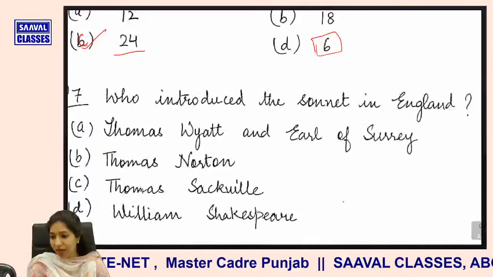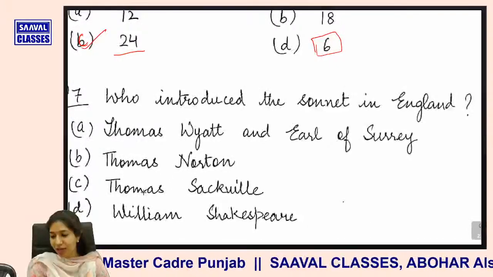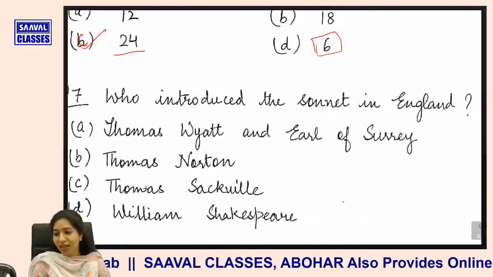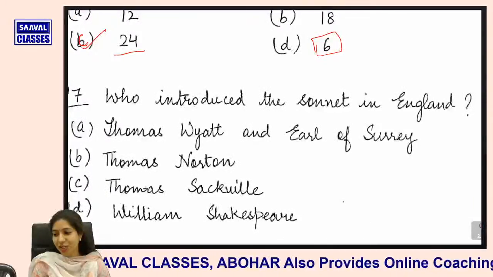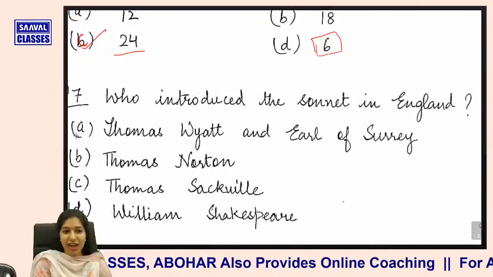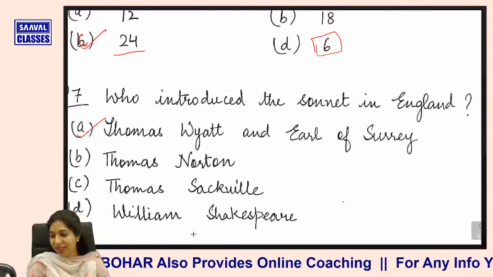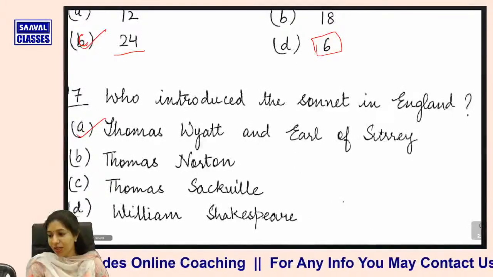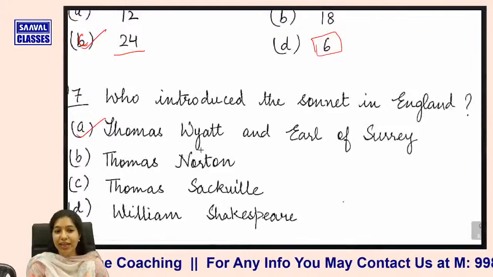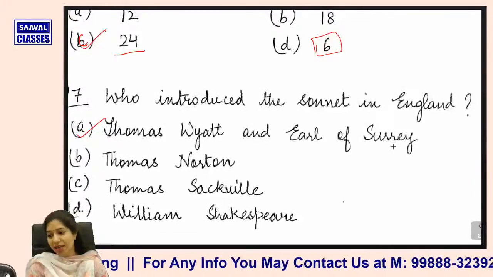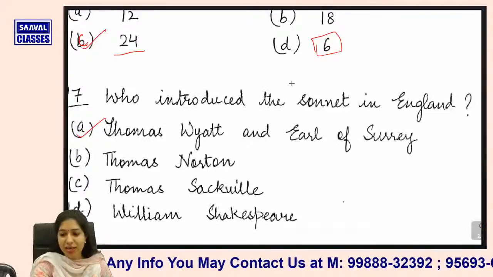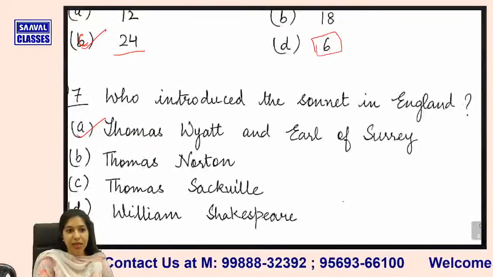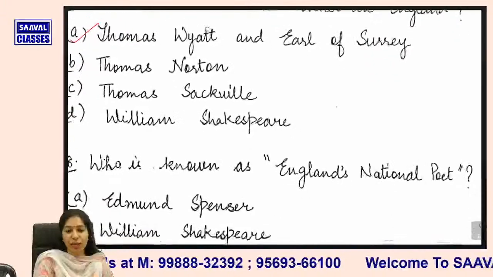Yes, Ruhi, you're right. Sandeep, very good. Sunaina, very good. Jagdeep, Arzu, very good. Taksh, yes. The answer A is correct. The sonnet was introduced in England by Thomas Wyatt and Earl of Surrey, right? Then, moving on to the next question.